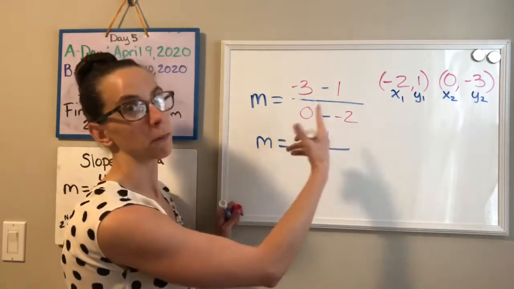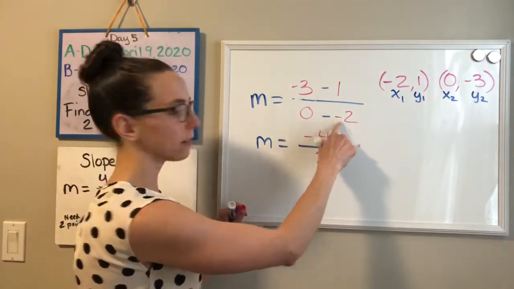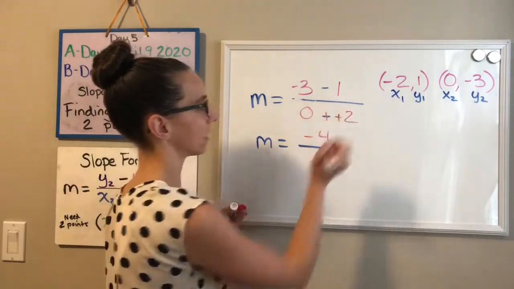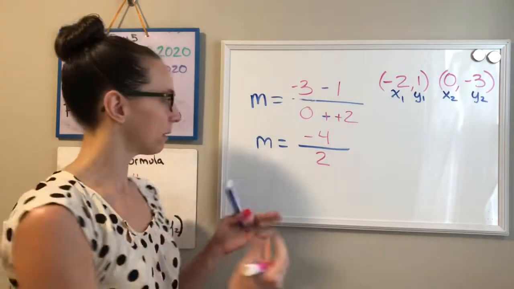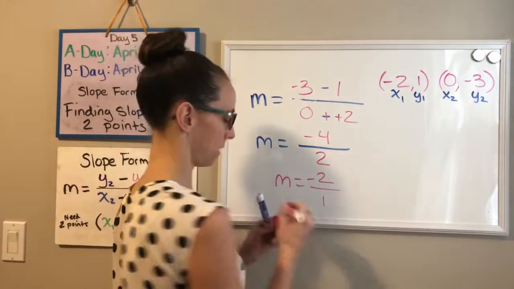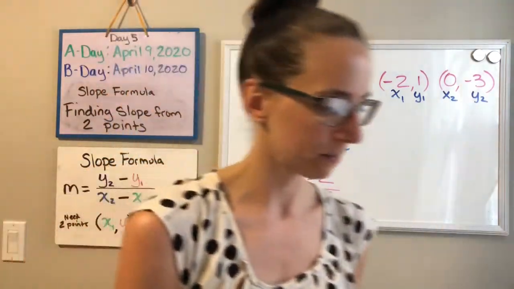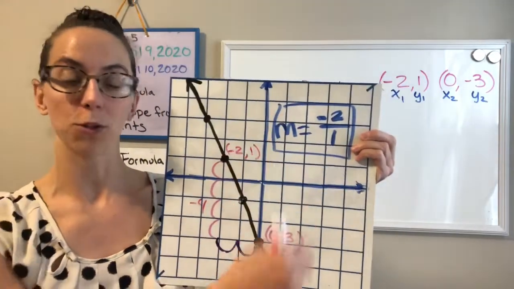Remember, some of you think about keep, change, but in this case, subtraction of a negative is really like adding a positive. So 0 plus 2 would be equal to 2. And as we know, when I simplify this fraction, my slope is equal to -2 over 1, which is exactly the answer we got when we counted our rise over run, -2 over 1.